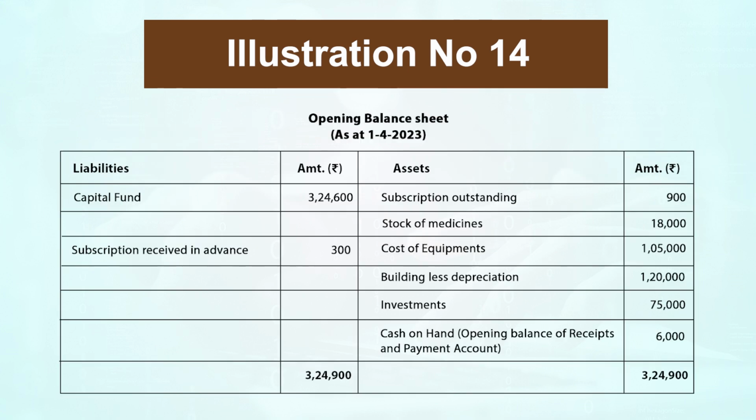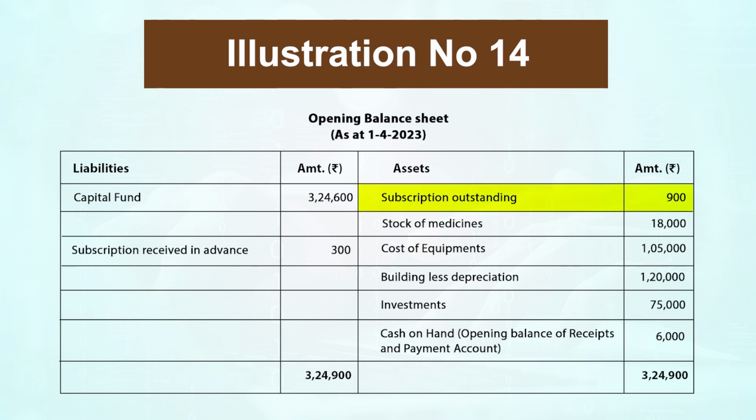As on 1st April 2023, liability side and asset side. First we will see liability side. Capital fund 3,24,600. Subscription received in advance rupees 300. The total of liabilities 3,24,900. Now we will come to the asset side.